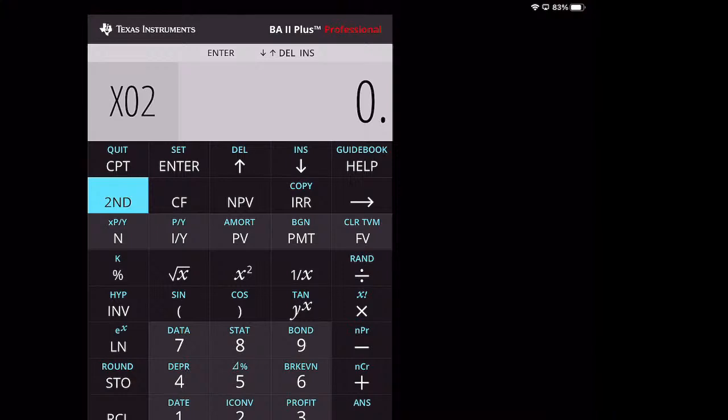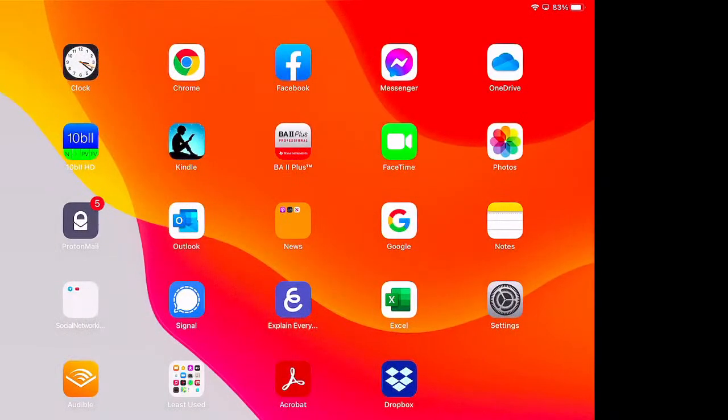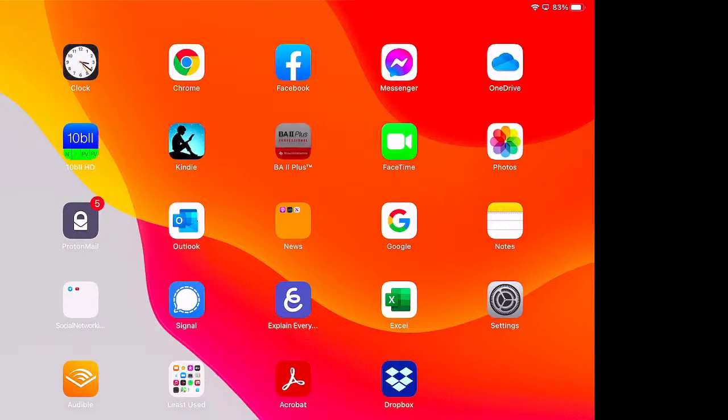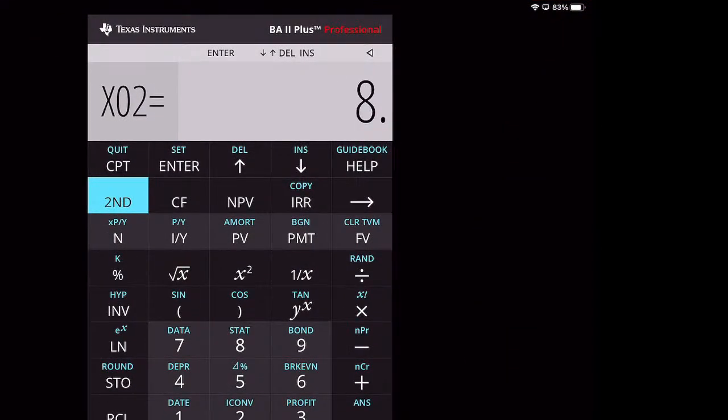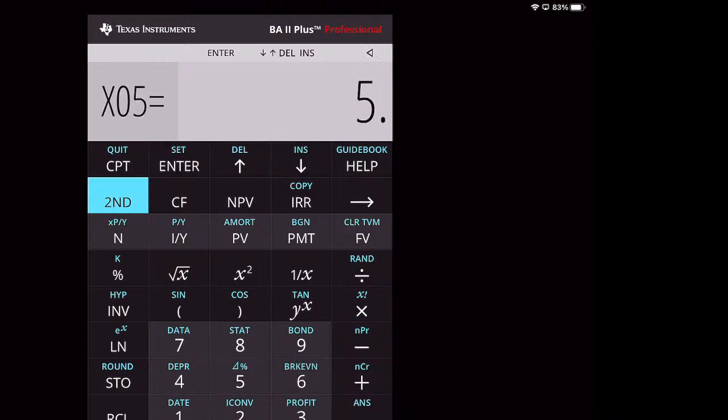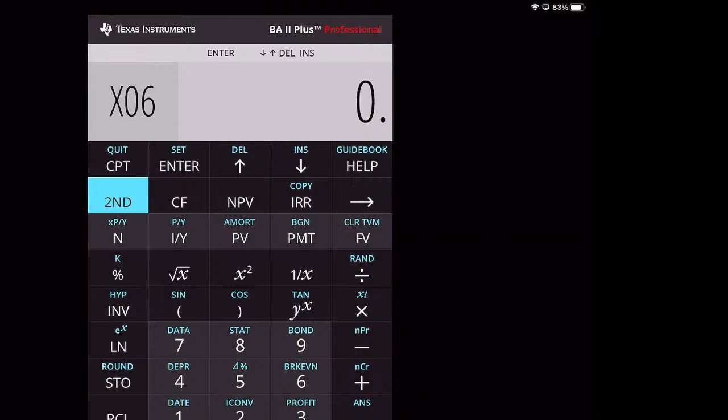So what's the next value? 2, 8, 10, 16, 5, right? So 2, 8, enter down, down. 10, enter down, down. 16, enter down, down, and 5, enter down, down. Do you have all that? So you're just entering into X. And now we can scroll through and see that we have everything.